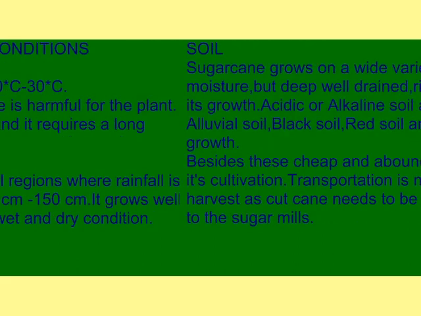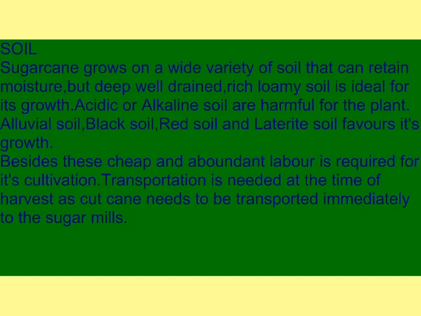Now if you see the soil, what type of soil is required by the sugarcane plant? Sugarcane grows on a wide variety of soil that can retain moisture, but deep, well-drained, rich loamy soil is ideal for its growth. Acidic or alkaline soil are harmful for the plants. We have alluvial soil, black soil, red soil, and laterite soil, which favor its growth. Therefore, practically sugarcane grows in all types of soil.